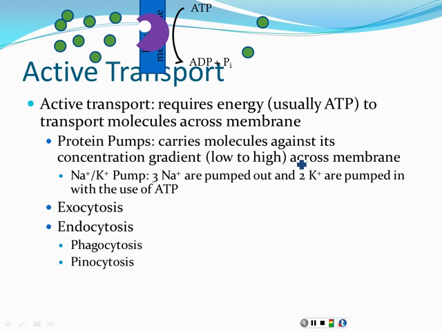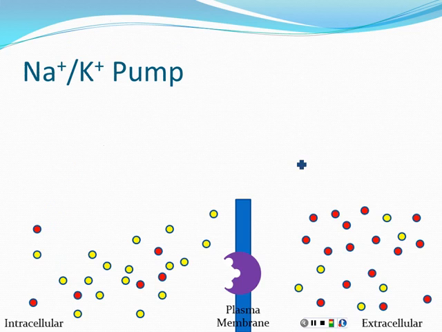Exocytosis, endocytosis, all require ATP to work, and we'll go into each one of those. Okay. So this is an example of the sodium-potassium pump. Just looking at it itself, I guess you can't tell, but the red are the sodium ions, and the yellow here are the potassium ions.